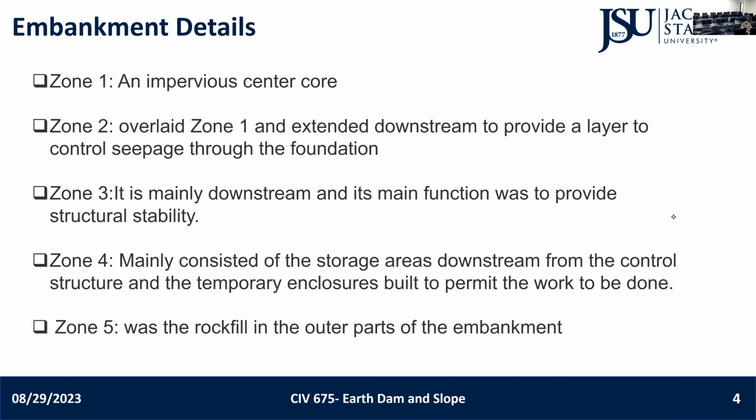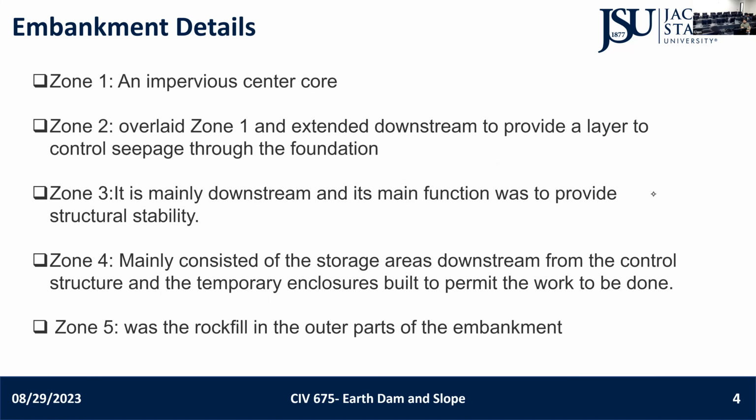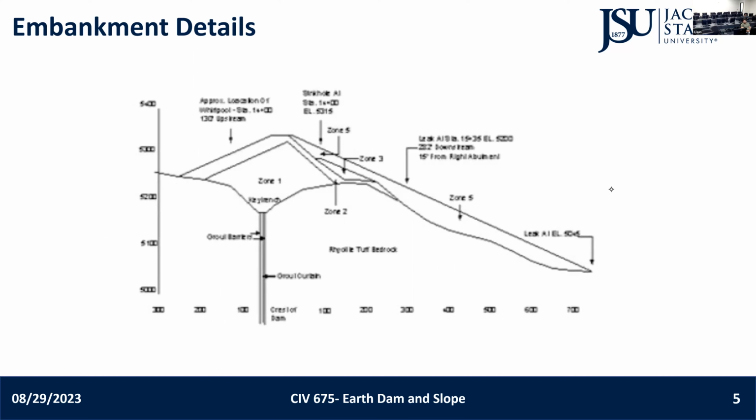The total embankment consisted of 5 zones. In zone 1, there was an impervious center core. There is a picture of it here. This is zone 1. Then there comes zone 2. It is an overlay of zone 1 and extended downstream, to provide a layer to control seepage through the foundation. That's zone 2.